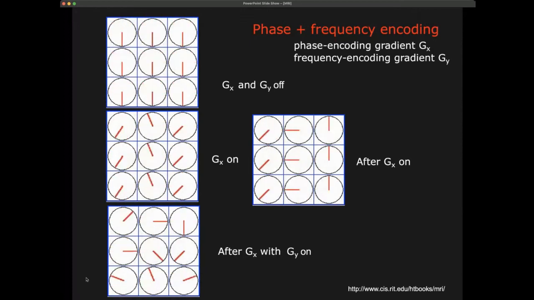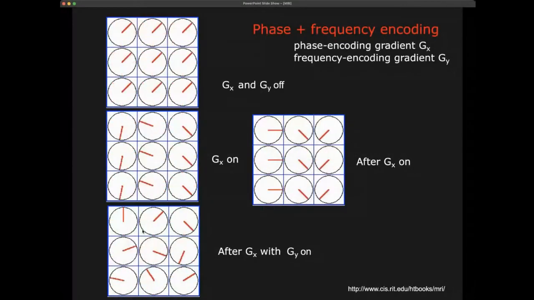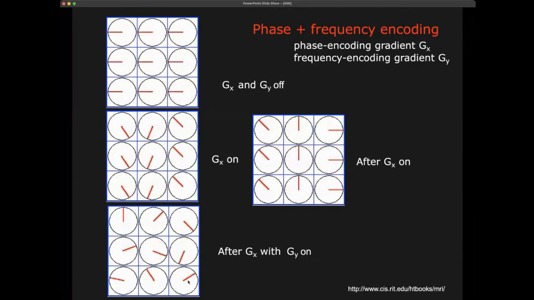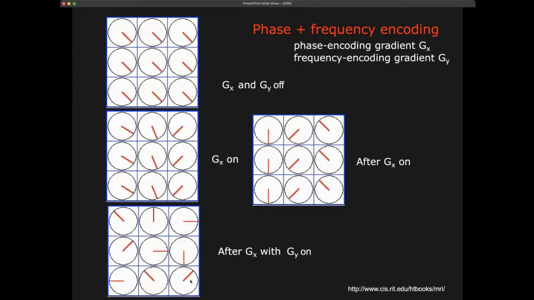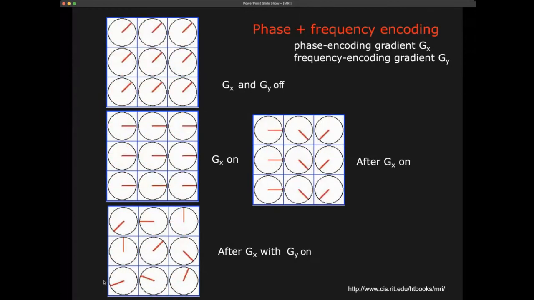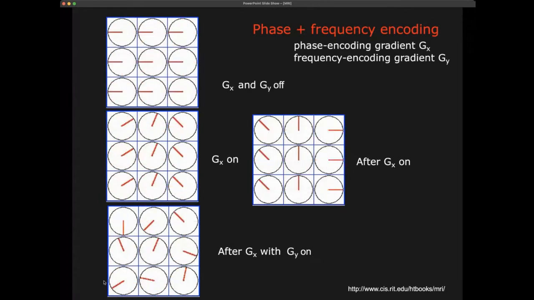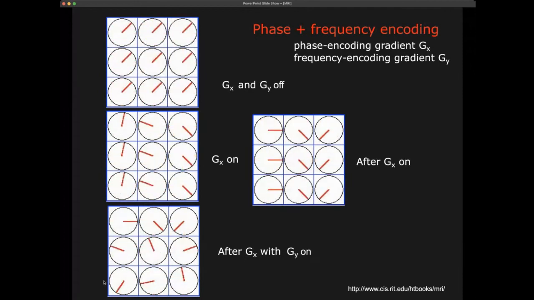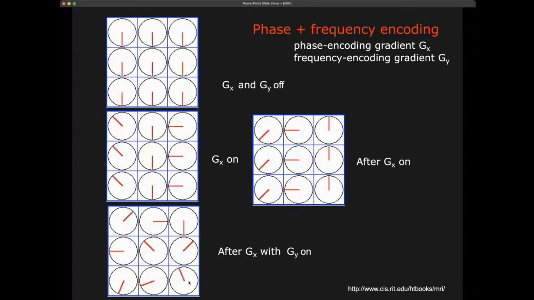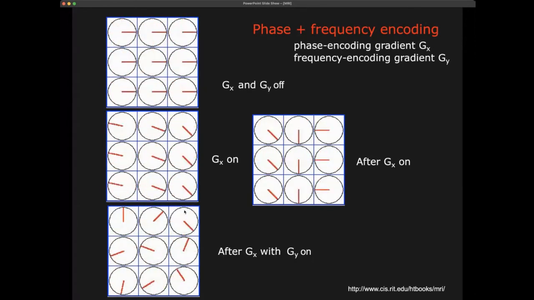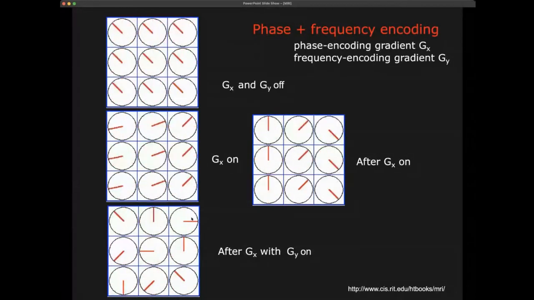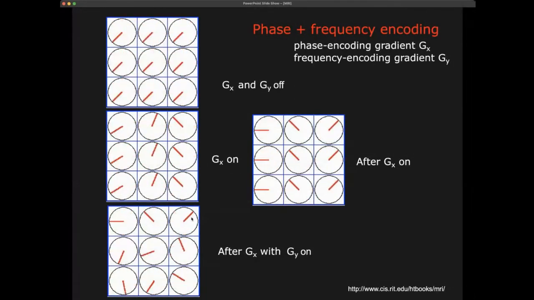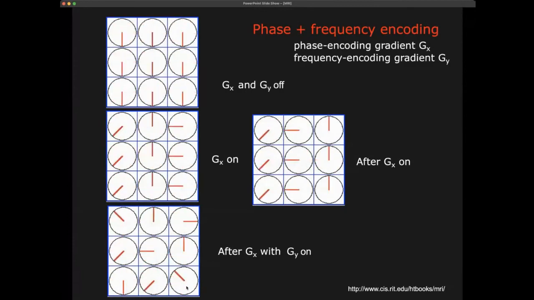And now every single pixel, so every point in space, has a unique combination of a frequency and a phase. The frequency depends on the Y position, the phase depends on the X position. And the X phase I have changed by switching on an X gradient for a little bit, then switching it off. And the Y frequency I have changed by switching on the Y gradient. So while the Y gradient is on, we see that we have a faster rotation where the magnetic field is slightly higher compared to where it's lower.